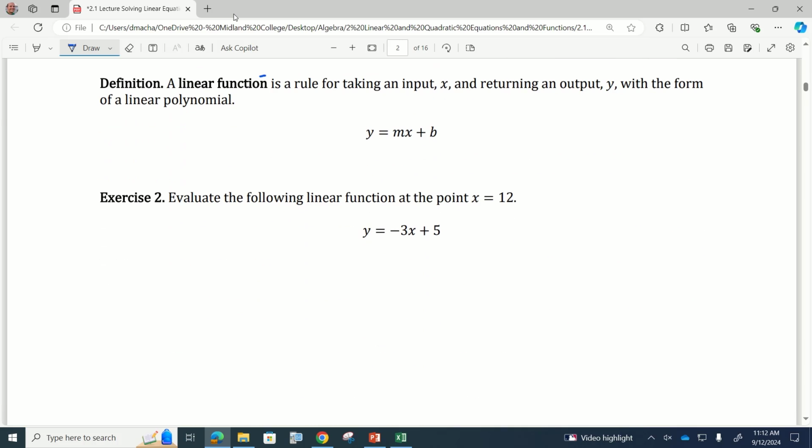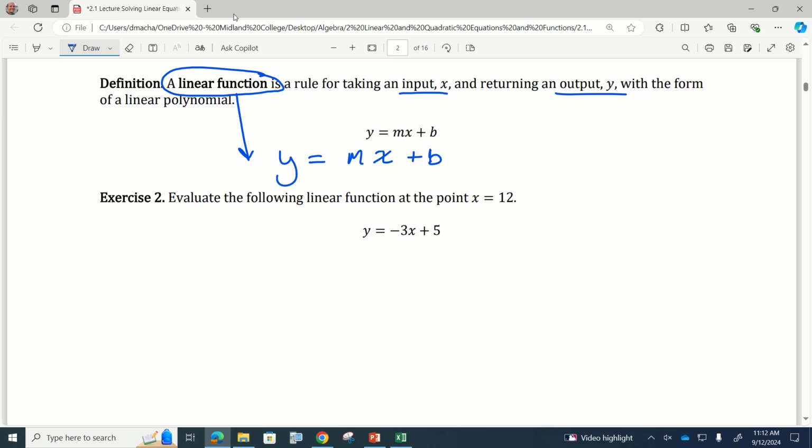If I say linear function, a linear function is a rule where you have some input value x, and the function tells you how to return an output value y. And a linear function is specifically a function where the output is equal to m times the input plus b. So it looks like a linear polynomial on the right side. And this is how you define an output value.